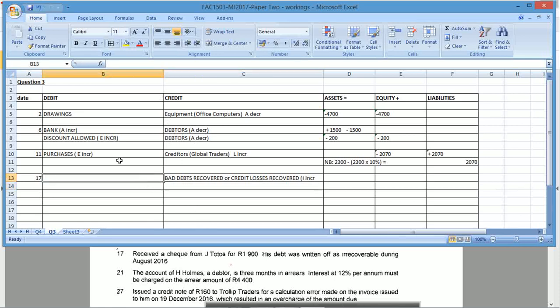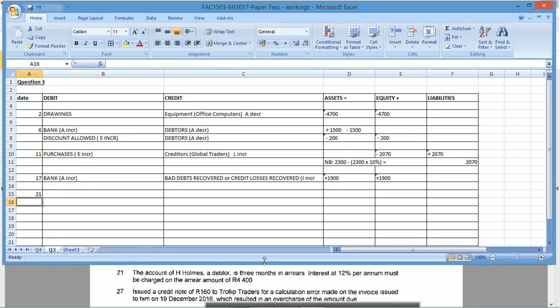I received a check. Bank is going to be positively affected. And I received 1,900. Bank goes up, affects the asset positively. Equity will go up because income is increasing. Got that? Okay. 21. The account of H, a debtor, is 3 months in arrears.